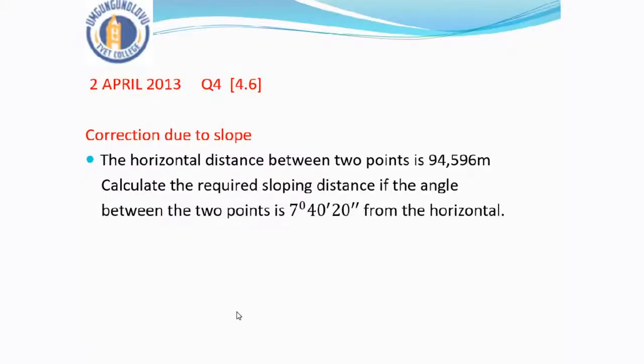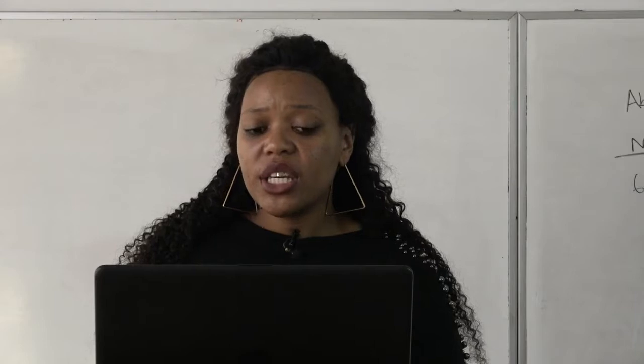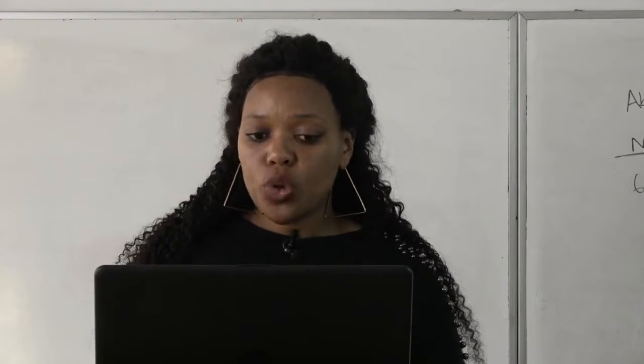Let us go to question paper 2, April 2013, question 4.6. Okay, it says the horizontal distance between 2 points is 94.596 meters. Calculate the required slope distance if the angle between the 2 points is 7 degrees, 40 minutes, and 20 seconds from the horizontal. So if you can see here, we are required to find what? The correct distance. But first, we need to do what? The correction due to slope.